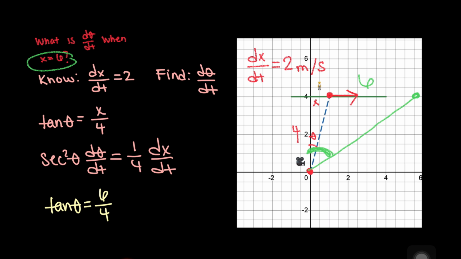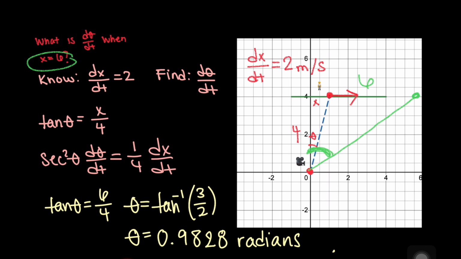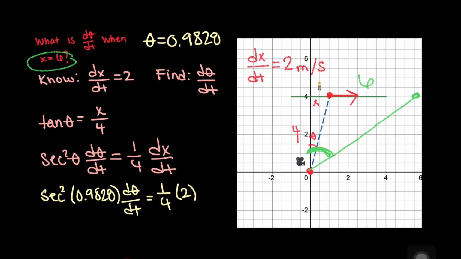Tangent theta is opposite over adjacent. So when x is 6, tan theta will equal 6 divided by 4, which is the same as 3 over 2. I can solve this for theta by taking the inverse tangent. So theta has to equal inverse tangent of 3 over 2. If you want to put that into your calculator, you can, or you can wait and do the calculator work all at once at the end. I put it into my calculator and I got approximately 0.9828 radians. So now that I know what theta is, I can plug everything into my equation.